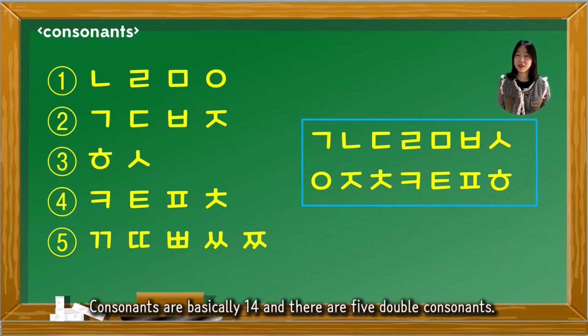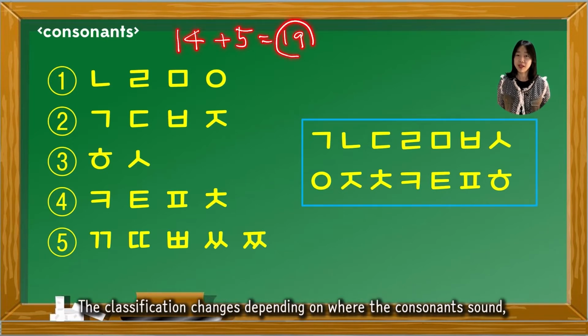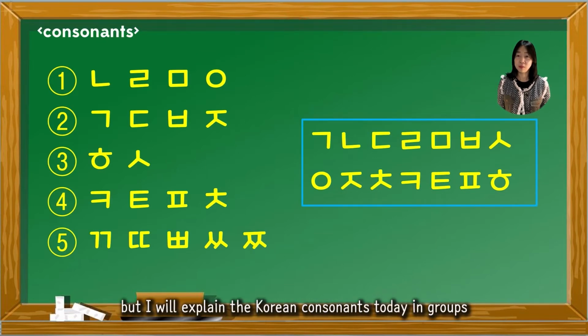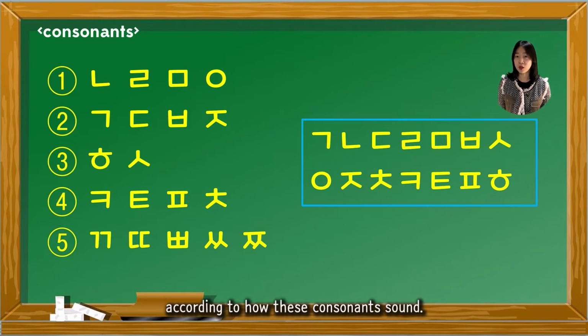Consonants are basically 14, and there are 5 double consonants. The classification changes depending on where the consonants sound, but I will explain the Korean consonants today in groups according to how these consonants sound.